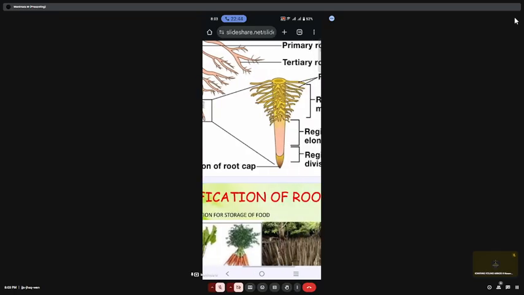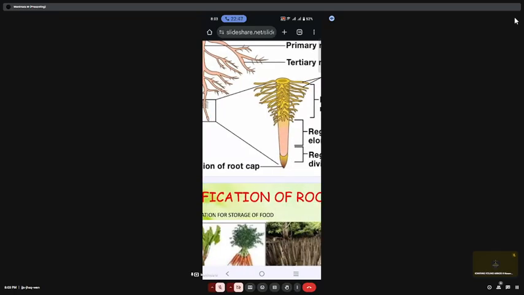First region is the root cap. What is the function of the root cap? The root cap is at the tip of the root. My question, understand my question: what is the function of the root cap? Help in penetration. Very good. Protection and penetration. And what is the other name for the root cap? Calyptra. Very good.